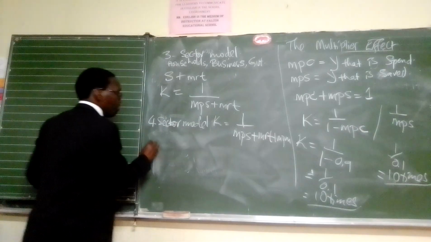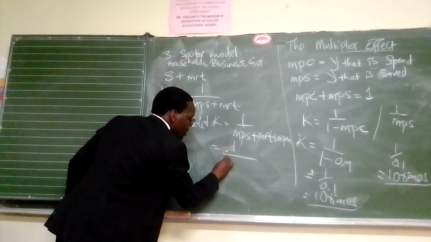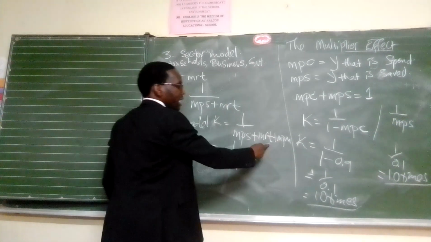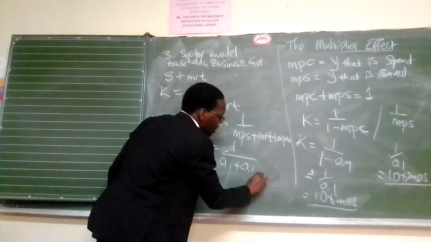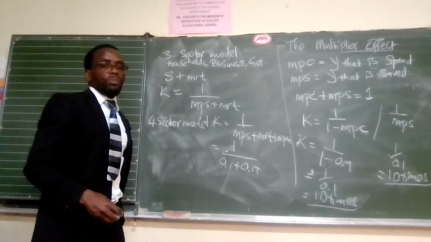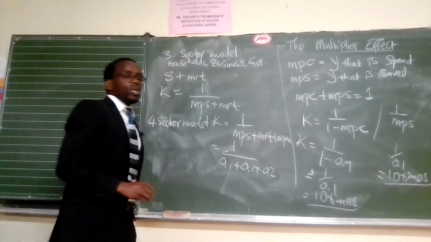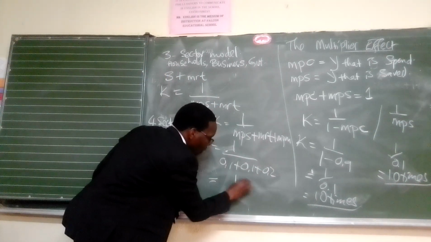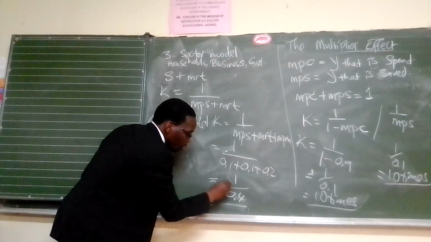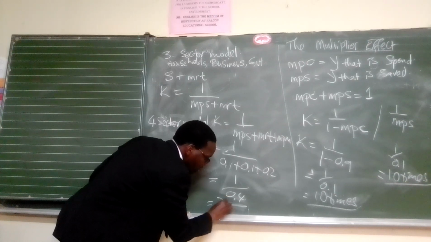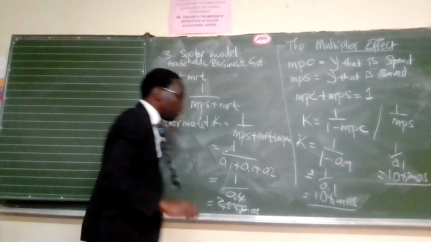Let's assume that our MPS is still 0.1, plus our MRT, marginal rate of taxation, maybe 0.1. Then we also have our MPM, the marginal propensity to import. Let's assume that it's now 0.2. So what it would mean is we are saying it's 1 over 0.4. And then our multiplier, if you punch it on your calculator, you should get an answer of 2.5 times. It should be 2.5 times.